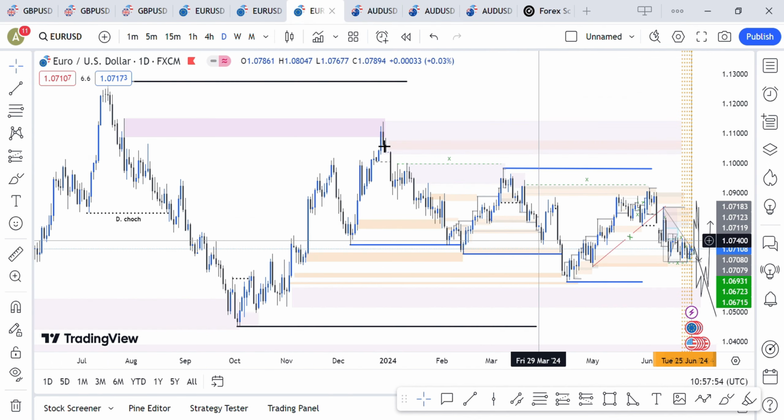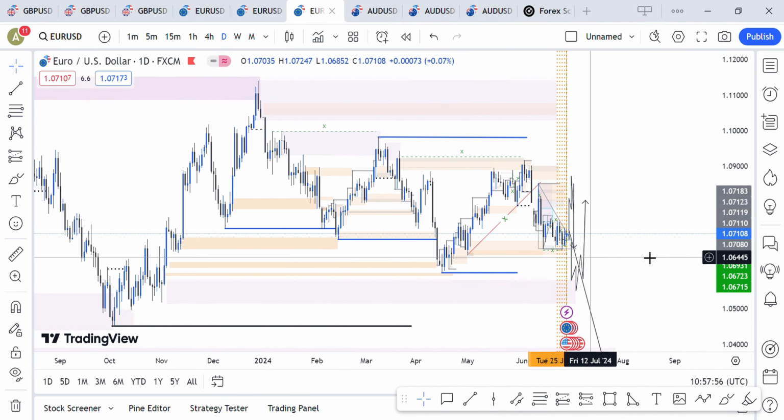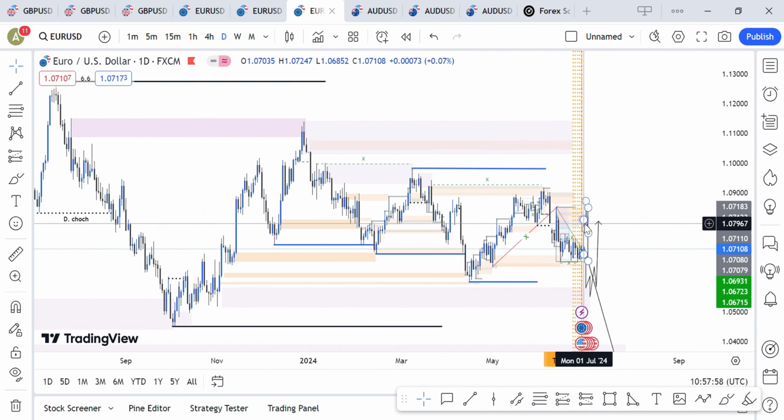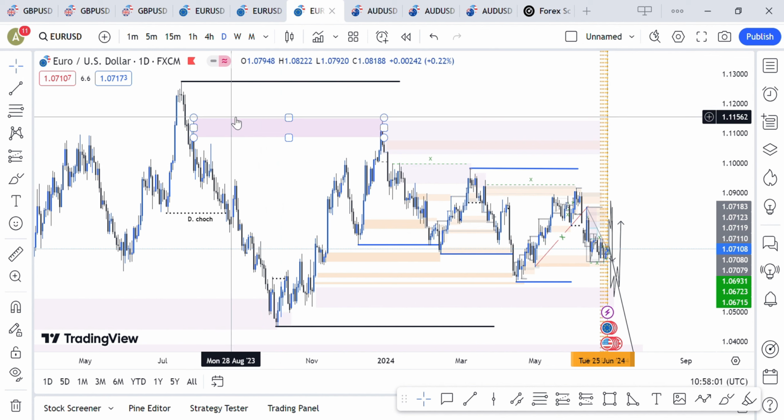So on to Euro USD now. I'm going to start over with the daily, because you know what the weekly is expecting. We're still expecting that price will jump lower and continue selling or dumping.